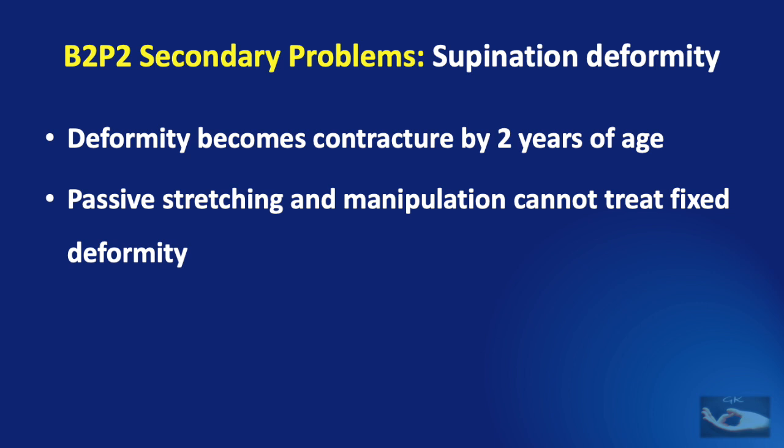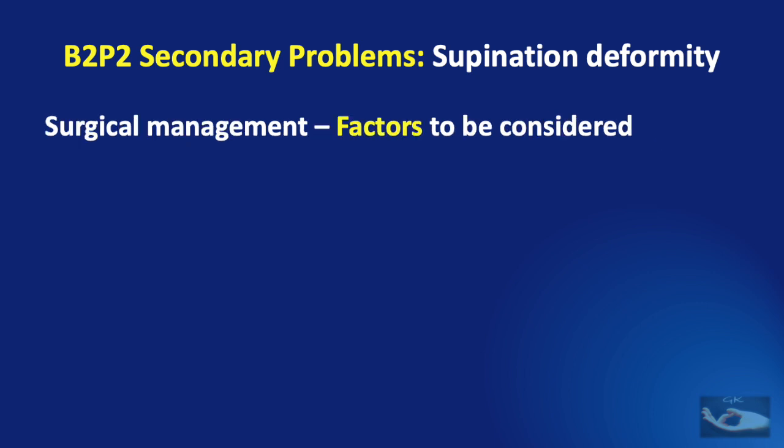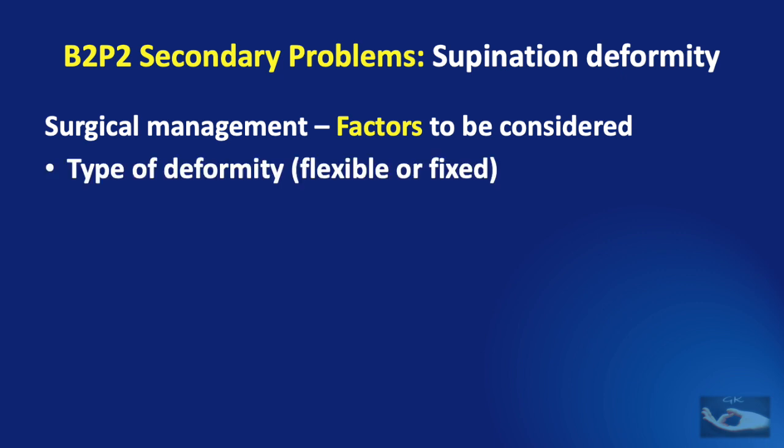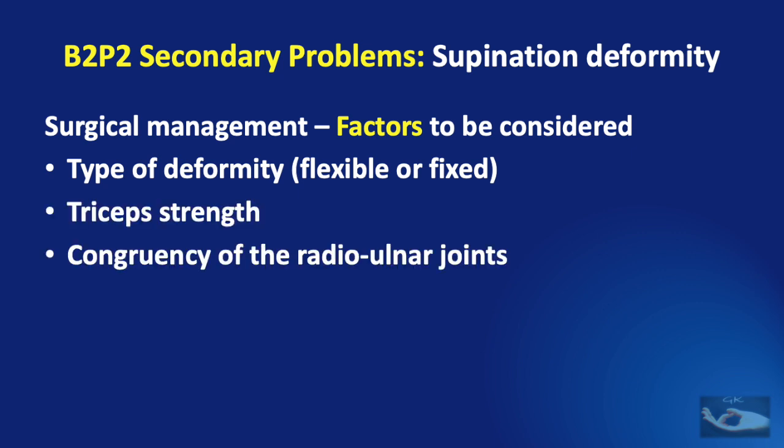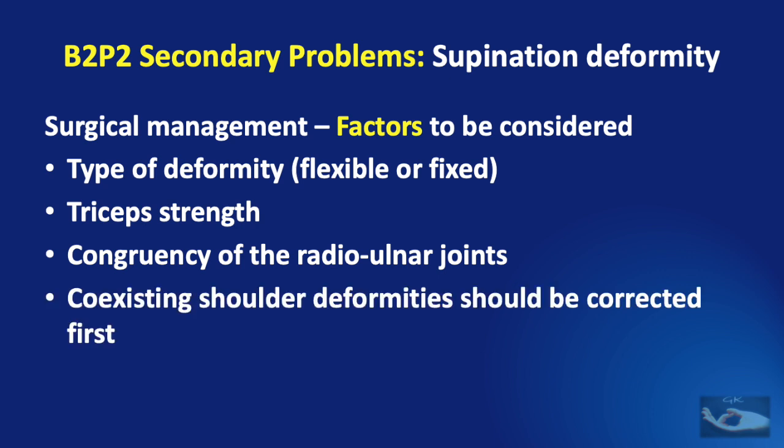A supination deformity can become a contracture by 2 years of age, and when it becomes a contracture, passive stretching and manipulation cannot treat it. When considering surgical management of a supination deformity of the forearm in birth brachial plexus palsy, we need to consider certain factors. The type of the deformity, whether it is flexible or fixed. We also need to assess the strength of the triceps muscle, congruency of the radioulnar joints, and also look for coexisting shoulder deformities which should be corrected first.